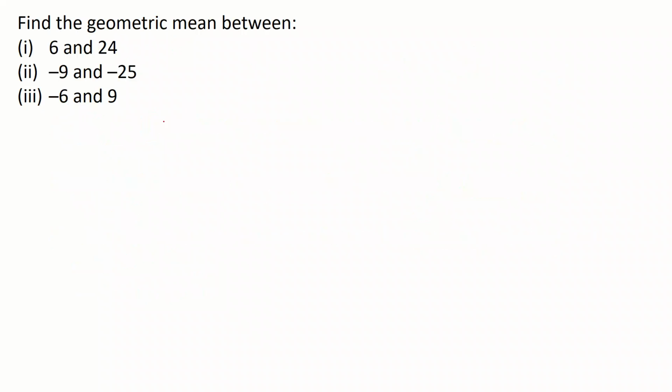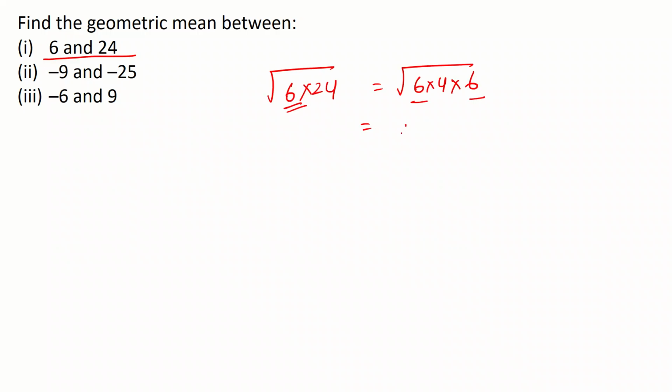Okay, so let's take up some questions and we will follow the convention as I showed you. That means if we have two positive numbers, we will be taking the positive geometric mean. So the geometric mean for 6 and 24 is root over 6 times 24. I can write 24 as 6 times 4, and then 6 is left as 6. So the root of 6 into 6 is 6 and the root of 4 is 2. So I have 12 as my answer.